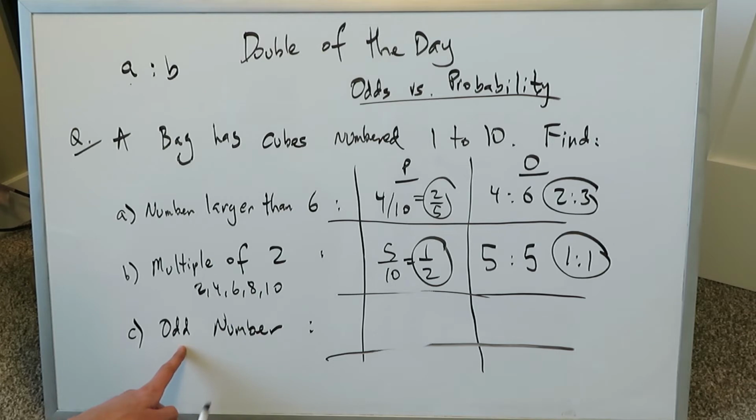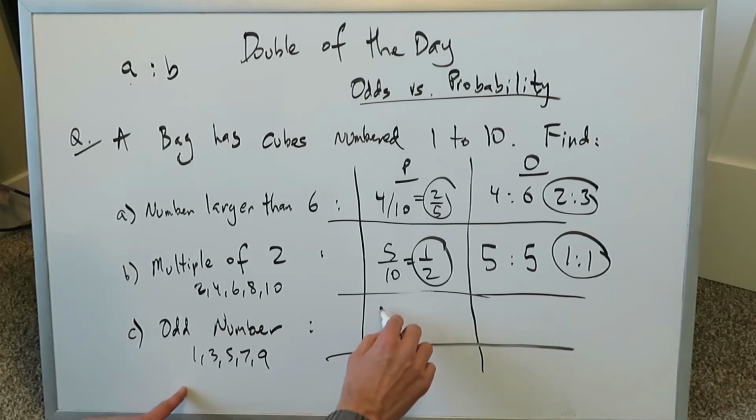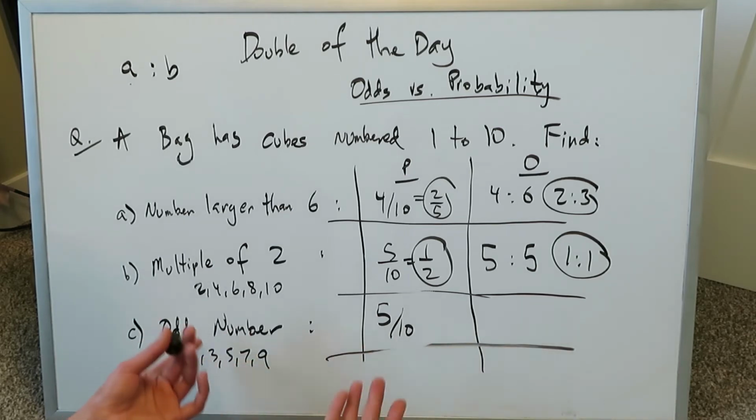What about an odd number? You pick up a cube and it's an odd number. Well, we've got 1, 3, 5, 7, 9. Again, you have 5 choices. In terms of probability, you have 5 successful choices out of a total of 10 possible outcomes because there are 10 cubes.